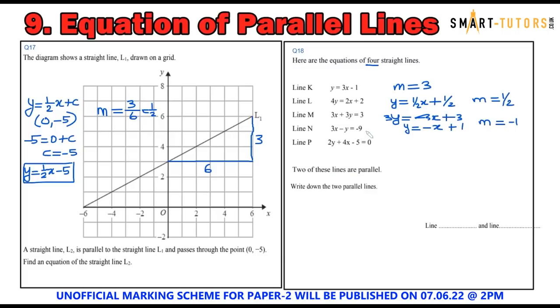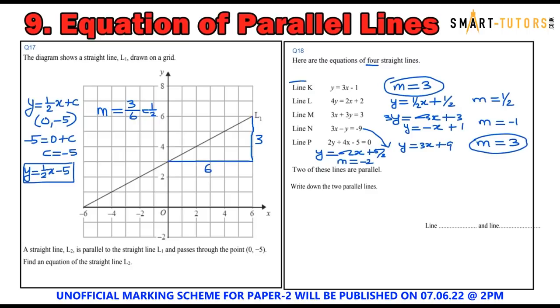The next one, if you rearrange this equation, you get y equals 3x plus 9 and the gradient m equals 3. And this one, y equals minus 4x divided by 2 is minus 2x, plus 5 over 2. So the gradient is not the same, m equals minus 2. Now if you check all the equations here, m equals 3 and m equals 3 are the same gradient. Therefore line K and line N are parallel lines.